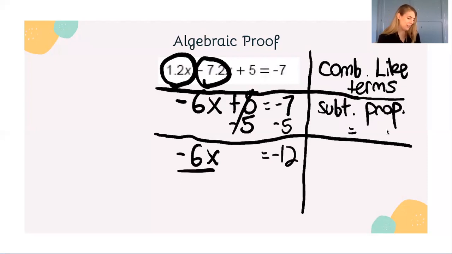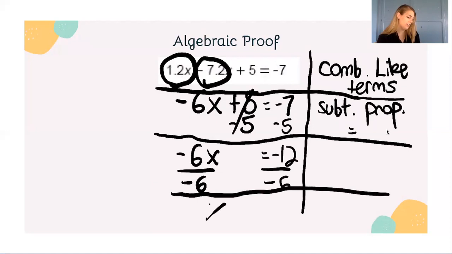Finally, I'm going to divide on both sides. We end up getting that x is equal to 2. When I divide on both sides, I use the division property of equality.